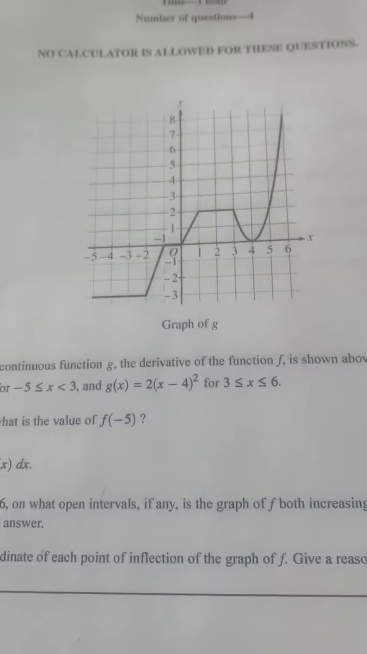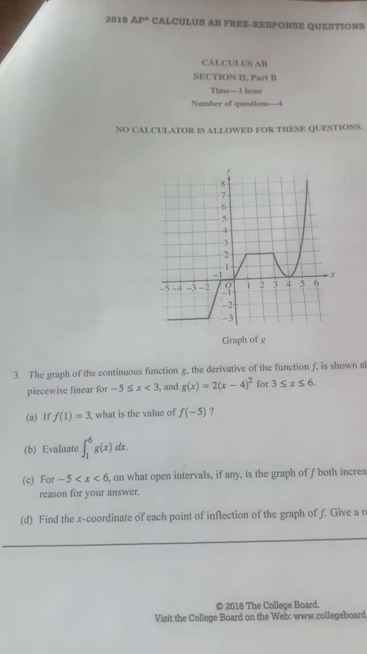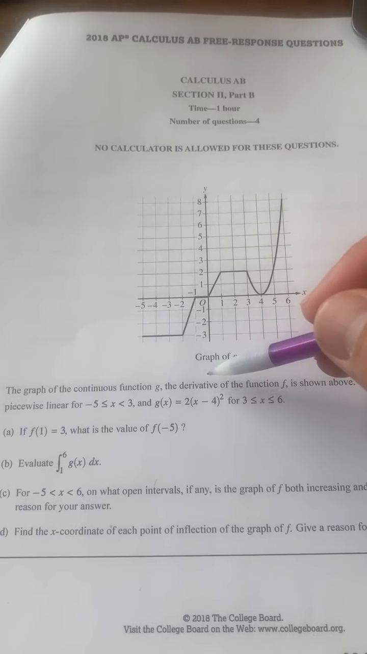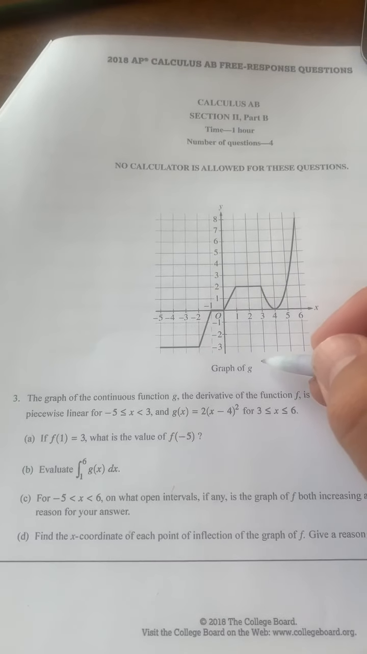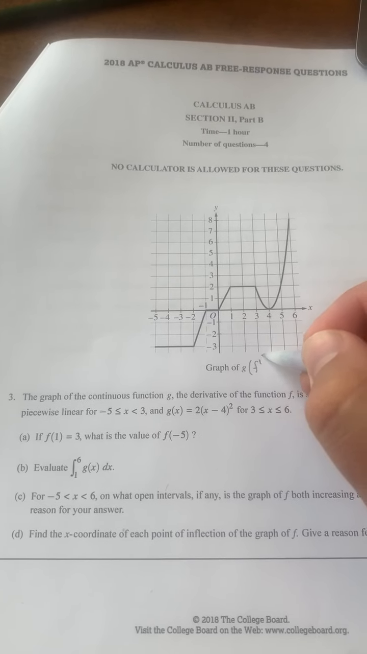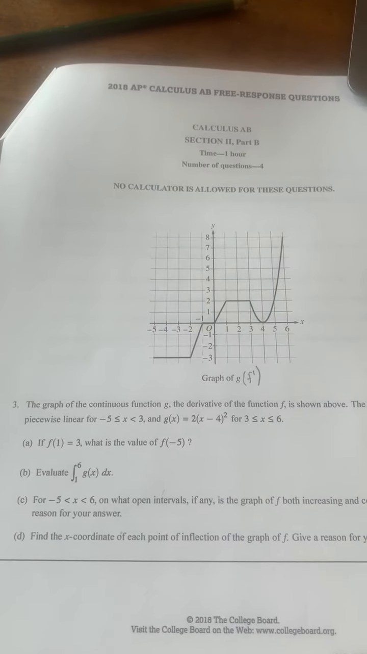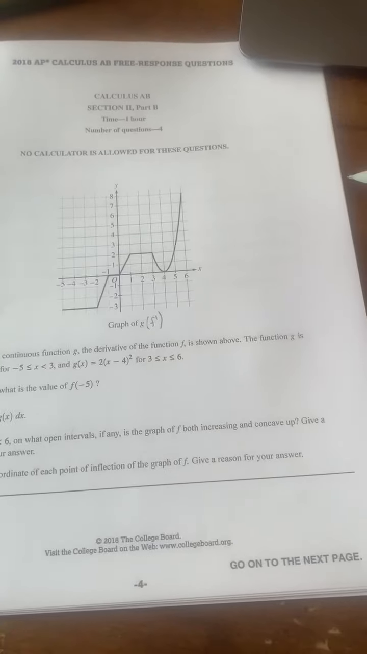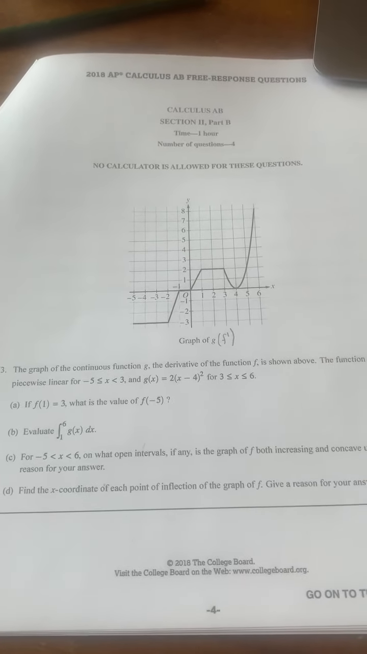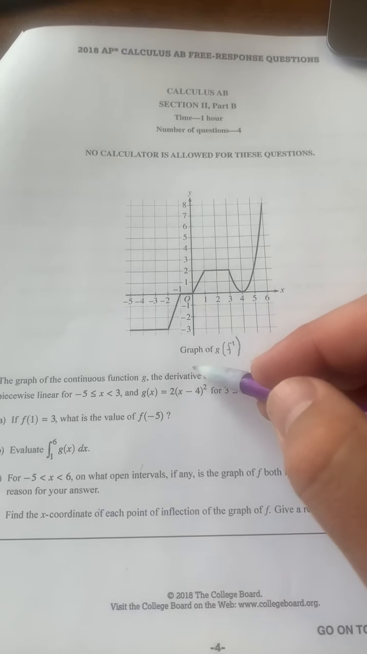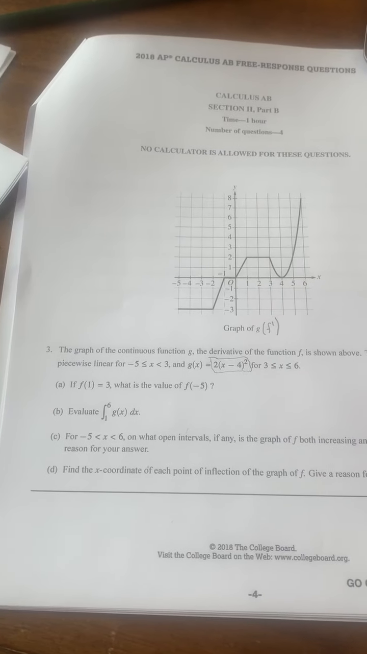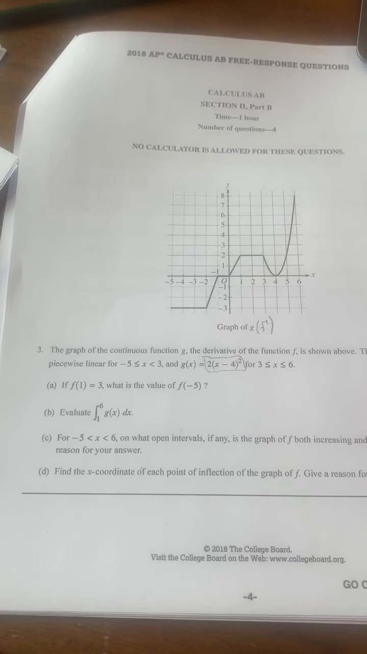Okay guys, so back here for number 3 from the 2018 non-calculator problem. It says the graph of the continuous function g, so this function is continuous, and it's the derivative of f, so we could also call this f prime, which means f is differentiable since f prime exists everywhere. Function g is a piecewise linear function, and this section here is that function right there. It says if f of 1 equals 3, what is the value of f of negative 5?